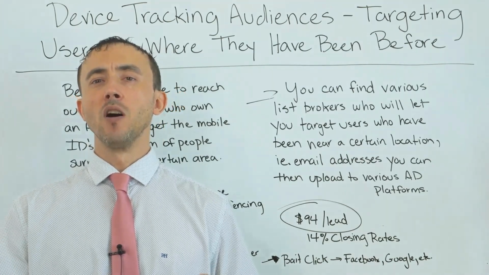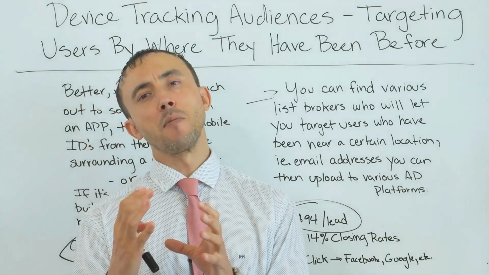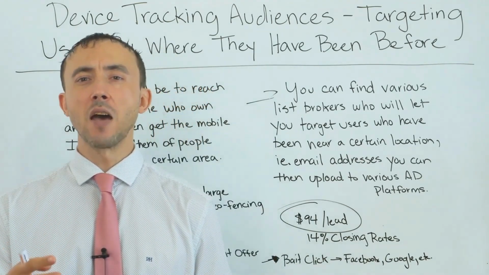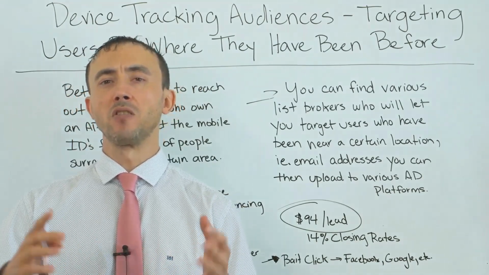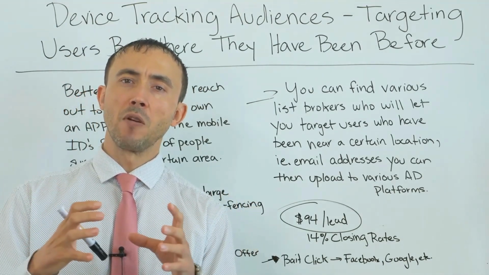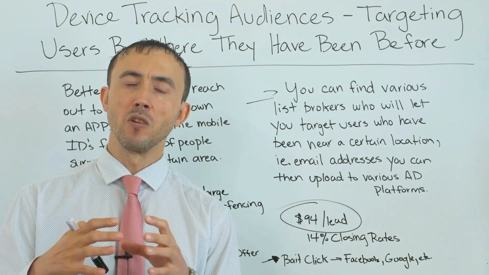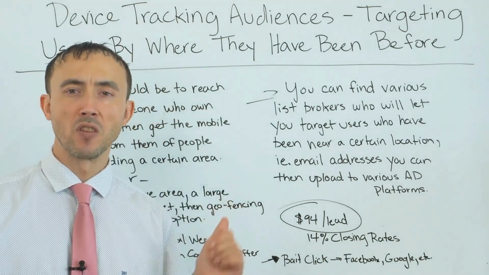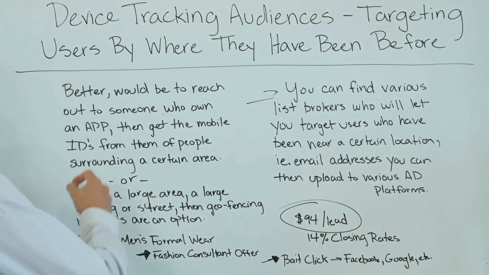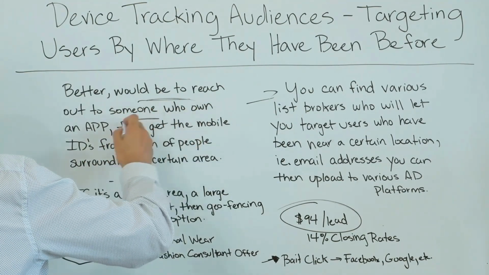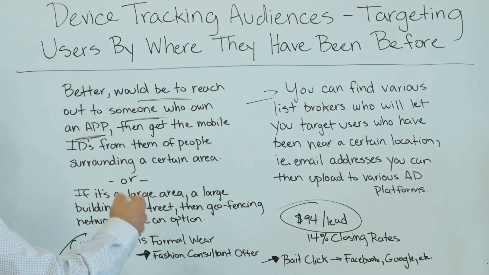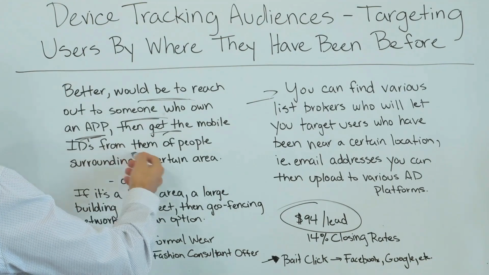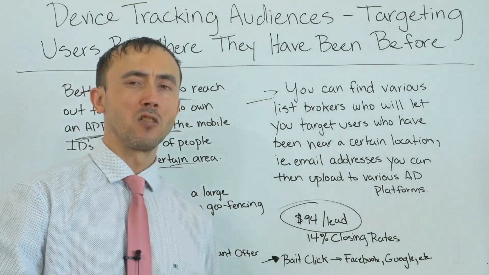That is, once you get within a 1 kilometer radius area, because on these ad platforms, like Google, Facebook and stuff, you could target people within a 1 kilometer radius as the smallest targetable area. If you want to get beyond that, you use that method or one of these other methods I'm talking about here next. The other would be to reach out to someone who owns an app directly to get the mobile IDs from them for people that have reached a certain area.